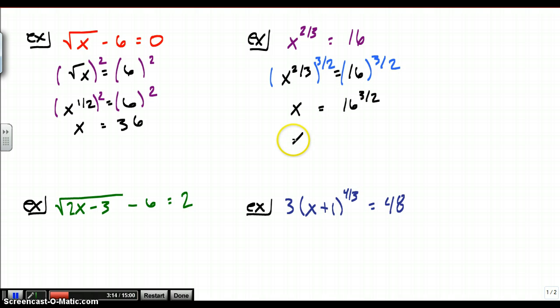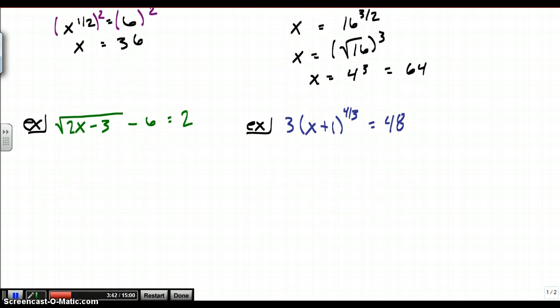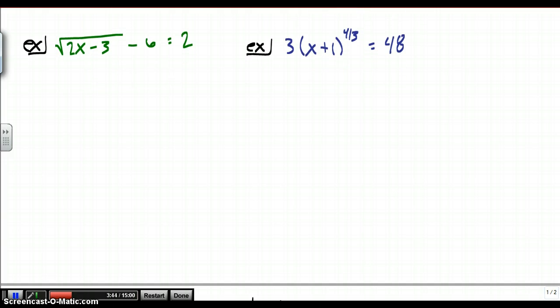And I can simplify this. So I'm going to rewrite this in radical notation. So it becomes the square root of 16 cubed. Well, the square root of 16 is 4. And 4 cubed is, I'm sorry, it's not 81. 4 cubed is 64. It's early. So we're going to continue this process on through the next couple of problems. And these are just a few examples. This video will be short.